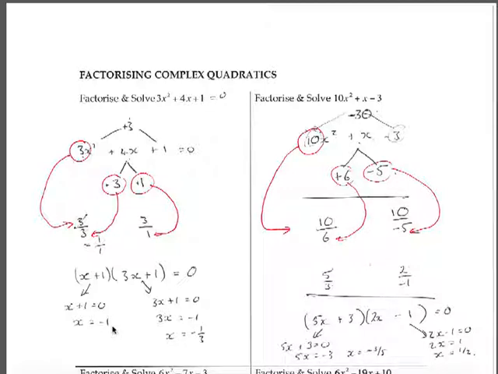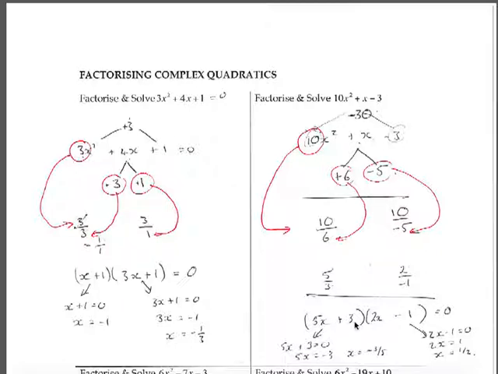So these mean the same as they did previously. These are the only two numbers which, if I were to put them into this equation, would make it equal 0. And if I were to draw the graph of this parabola, it would cross the x-axis at minus 1 and minus 1/3.